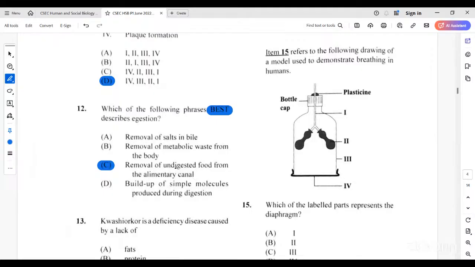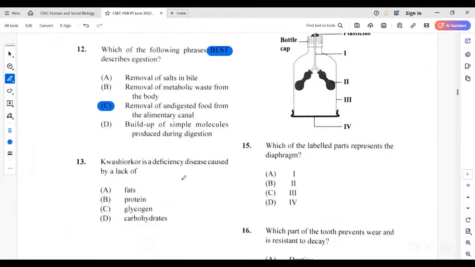Egestion is getting rid of the fecal matter or the undigested food, which mostly would be fiber, roughage that passes through the alimentary canal because of beta bonds in cellulose. Yeah.